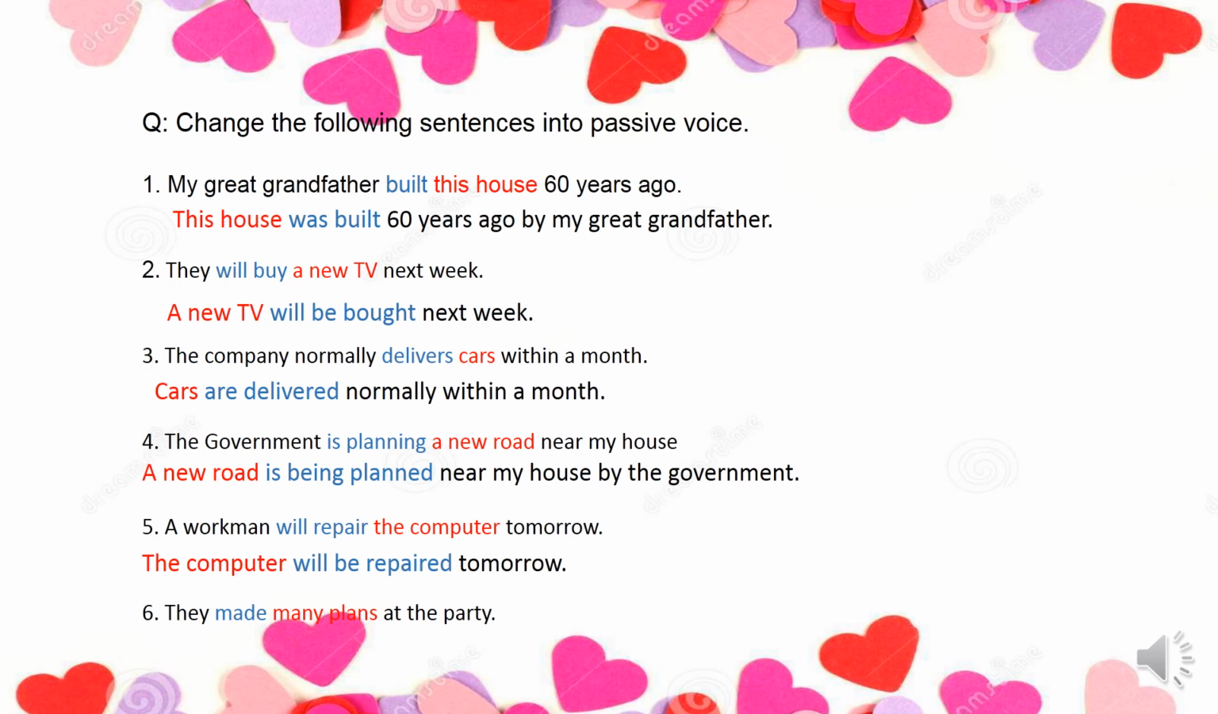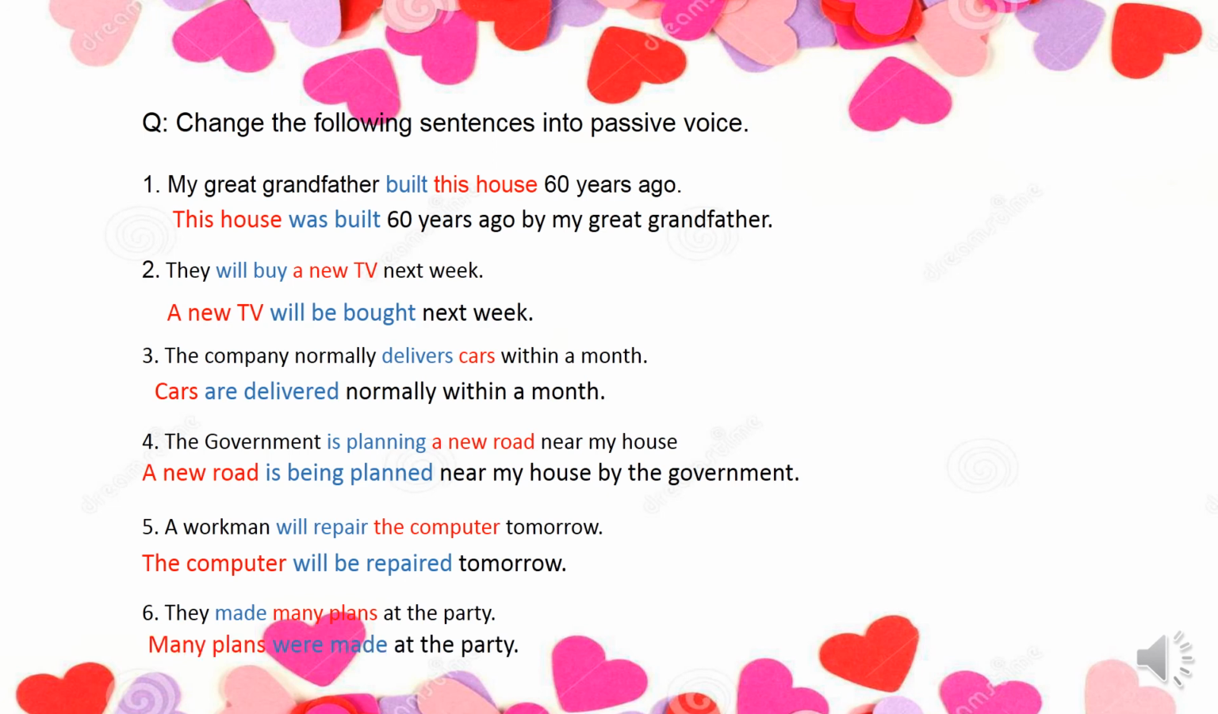The last one, they made many plans at the party. So you bring many plans. قلنا the red color, it means this is the object. Many plans. Then made بنحدد التنس هي verb 2. شو بناخد verb 2 was or were. Plans يعني جمع, so we add were. Now we need verb 3 من الفعل. من made هي made. So many plans were made at the party. We don't add by them بواسطتهم لأنه by them they someone is unknown مش معروف مين هم. So your answer should be many plans were made at the party.